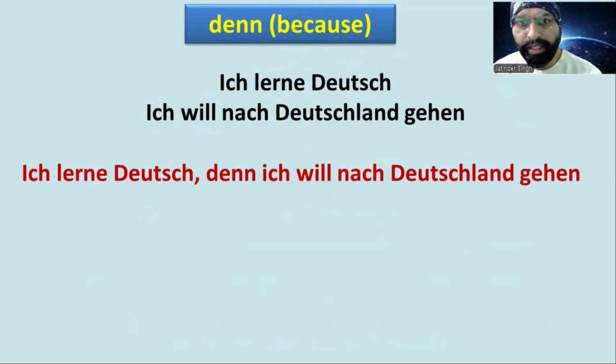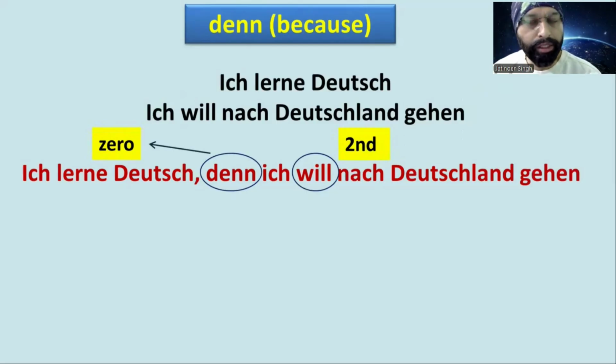So I connect these two sentences. Ich lerne Deutsch, denn ich will nach Deutschland gehen. So why am I learning German? Because it is my wish to go to Germany, right? So in this conjunction, you also have to use a comma after the main clause. Okay. So you can see here the denn conjunction will be on the zero position or null position. Then the subject will come and the main verb will stand on the second position, right? So this is the structure of the denn conjunction.